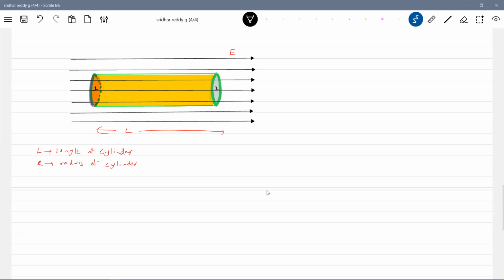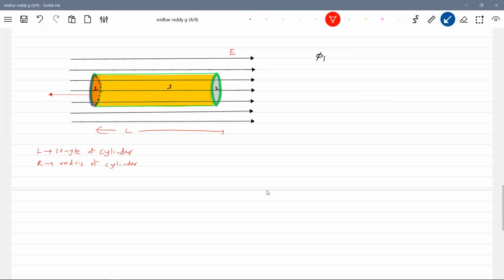Surface 2 is a curved surface. What is the flux through each of these surfaces? First we'll calculate the flux at surface 1. How is the n cap defined? I should define the n cap here. The n cap for this surface will be in this direction.